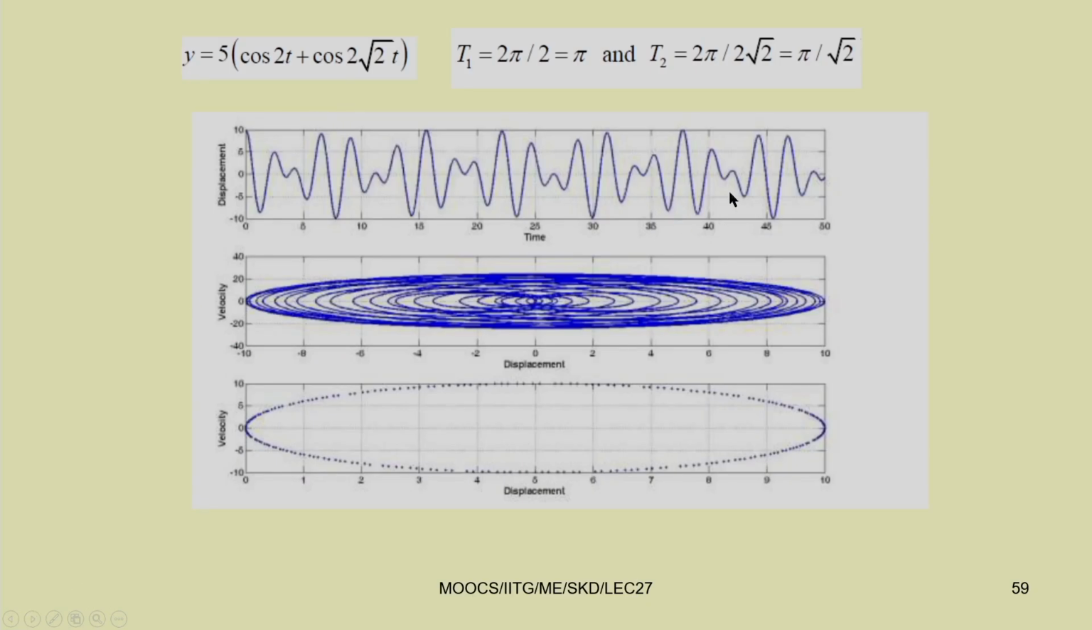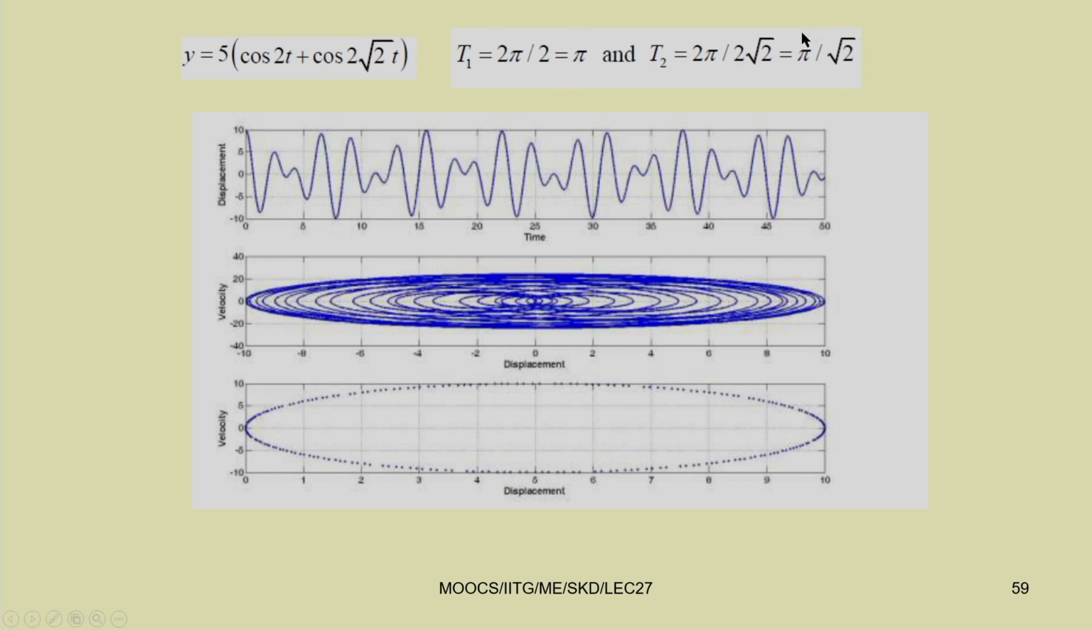This is a quasi periodic response. As I already told you, if we write y equal to 5 cos 2t plus cos 2 root 2 t, then you have two time periods. Omega 1 equal to 2 and omega 2 equal to 2 root 2. So T1 equal to 2 pi by omega 1, that is 2 pi by 2 equal to pi, and T2, the second time period, equal to 2 pi by 2 root 2, which is pi by root 2. This is the smallest time and this is the largest time.